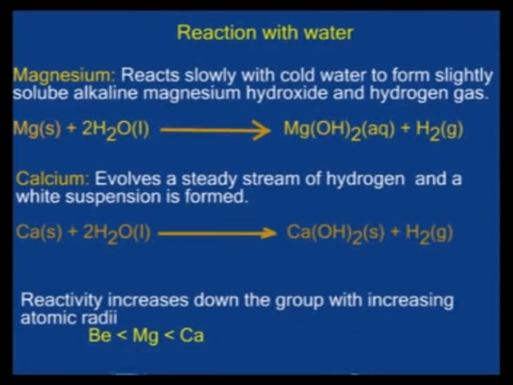Now, the reactivity of alkaline earth metals increases down the group. With increasing atomic radii, the removal of electrons becomes easier, and as you go down the group, it therefore means the reactivity increases. Thus, beryllium is the least reactive, calcium is the most reactive, and magnesium falls in between beryllium and calcium.